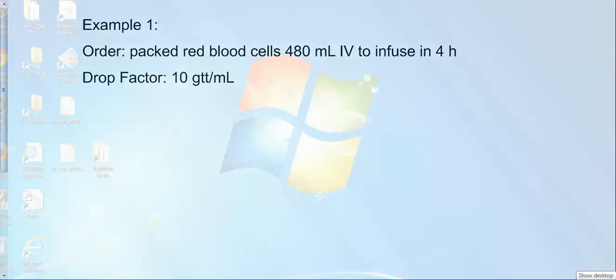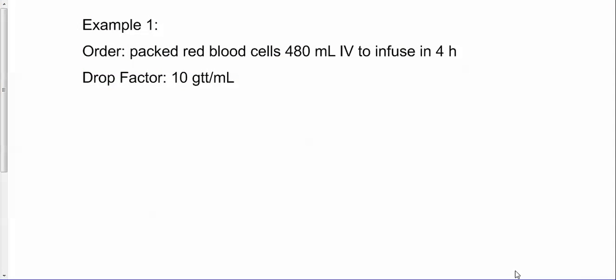The first one, example 1, says the order is for packed red blood cells, 480 milliliters, to infuse in 4 hours. And we know the drop factor is 10, which means it takes 10 drops to get 1 milliliter of fluid. Now that means the drops are large drops, macro drops. Now in order to calculate the drip rate in this problem, first I would write down the formula. Volume divided by time times the calibration.